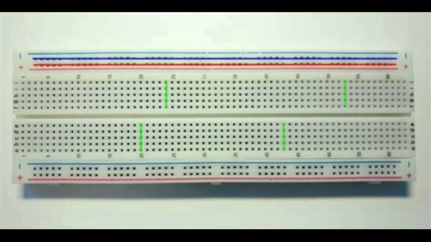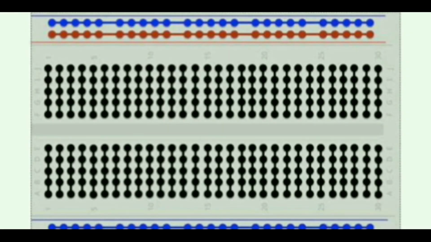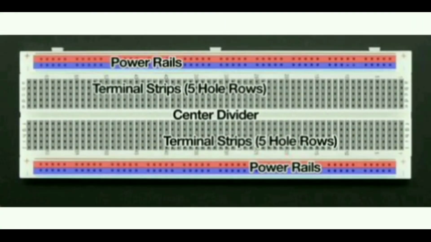Breadboards are connected pin to pin by metal strips inside the breadboard. The layout of a typical breadboard is made up of two types of areas called strips: terminal strips for electronic components and bus strips for power supply.